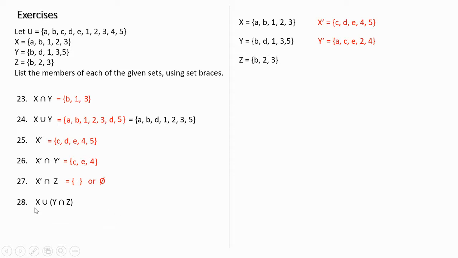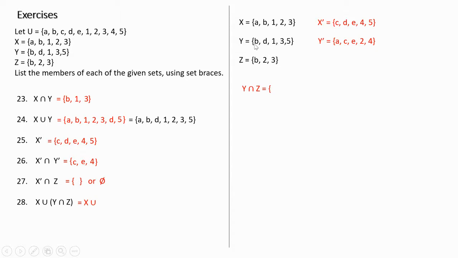Okay, now number 28. You have X union, parentheses, Y intersects Z. Here you also have to follow PEMDAS, so you have to do what's in parentheses first. So it's going to be X union, and let's find Y intersects Z. Let's do it over here. What elements are in both sets?